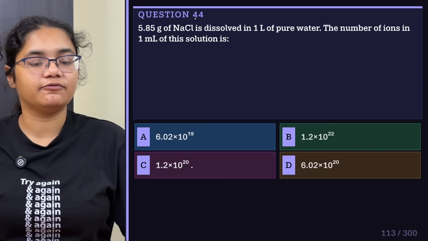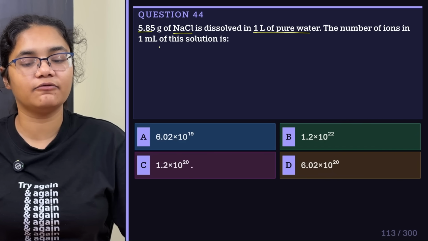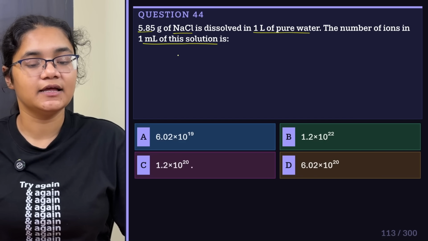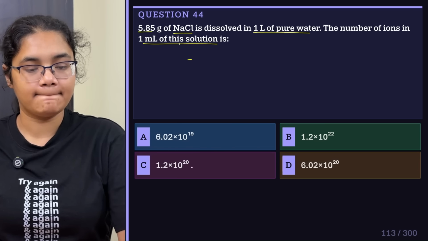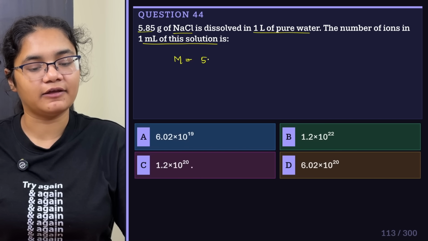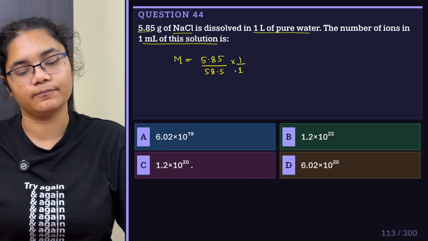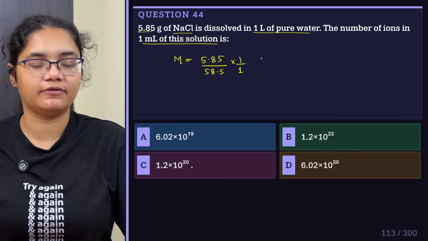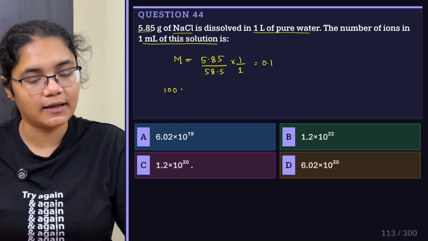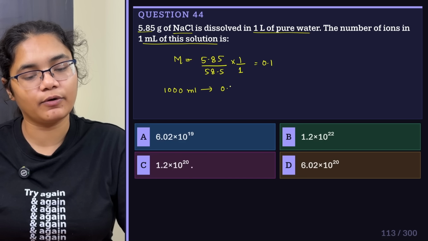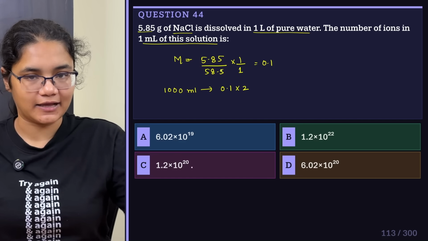Now we will move to question number 44 here. 5.85 gram of NaCl is dissolved in 1 liter of pure water. The number of ions in 1 ml of the solution is. So first of all, if I calculate the molarity, it is 5.85 divided by 58.5 into 1 liter, right? So that will give me 0.1 or 10 to the power of minus 1. So I can say that 1000 ml has 0.1 mole of NaCl, and the number of ions will be 2 because each has 2 moles.